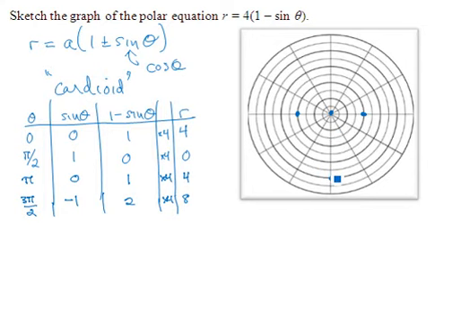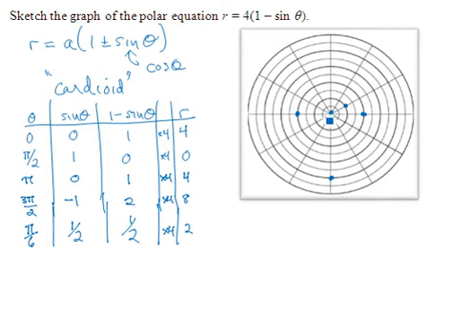Now, as it stands, that's not enough to get a sense of the actual shape of this graph. So what I'm going to do with you is put in some other easy values for sine, in particular sine of pi over 6 is just 1/2. And if I do 1 minus 1/2, I get 1/2. And when I multiply that by 4, I get a value of 2 along the pi over 6 line. So 2 units puts me here.